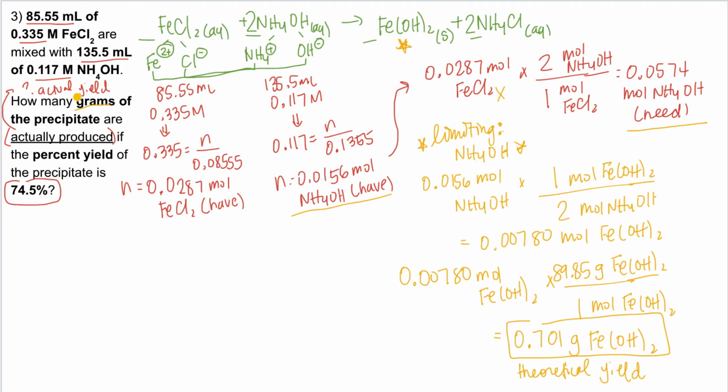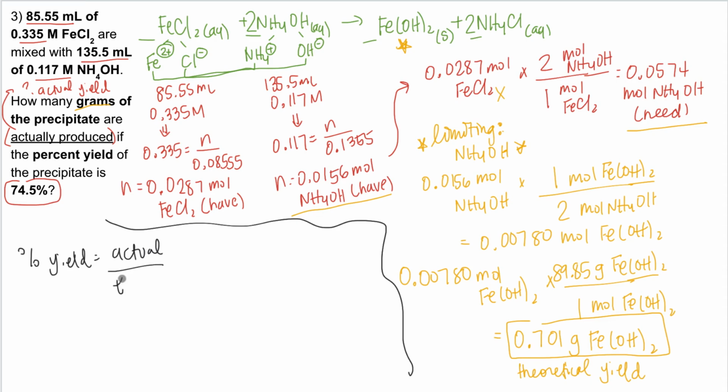But in reality, someone did the lab and was only able to obtain a percent yield of 74.5% of this expected value. So our job essentially is to find the actual yield in terms of grams of the precipitate. So the final step is going to be to use the percent yield equation, which involves comparing the actual yield to the theoretical yield and then turning that decimal into a percent by multiplying by 100. And so we're going to end up with some value x that we're solving for, right? That's going to be our actual yield.